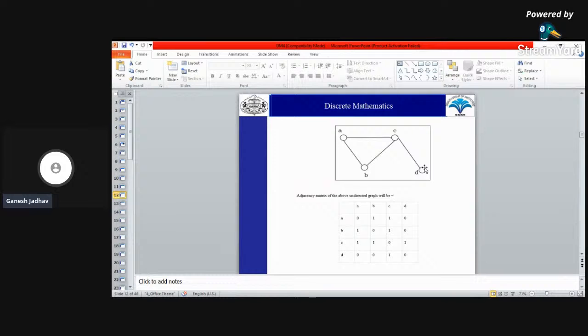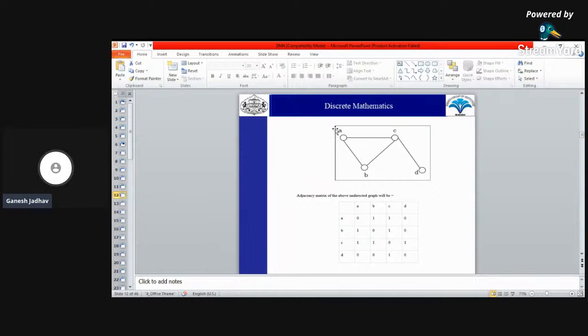Okay, adjacency matrix of the undirected graph. Here you can see the connection of A. Here is the number of vertices: 1, 2, 3, 4. So right here A, B, C, D, write all the vertices. Then, is there any connection between A and A? No, there is no connection, so you can write 0 here.